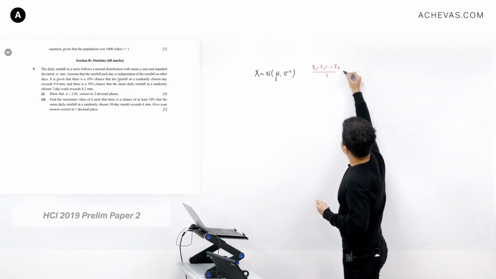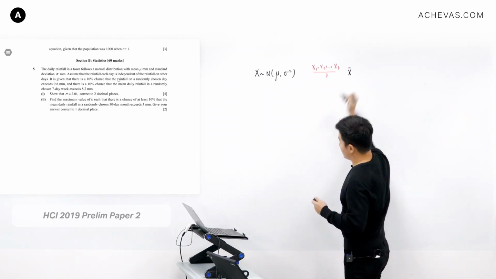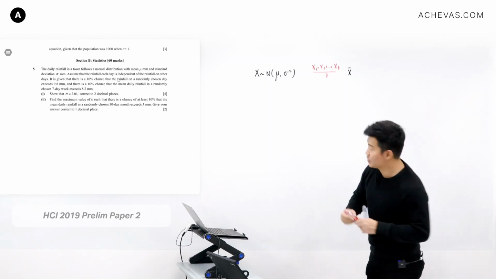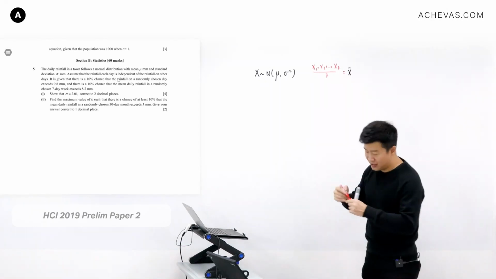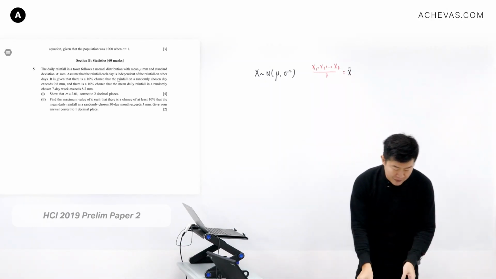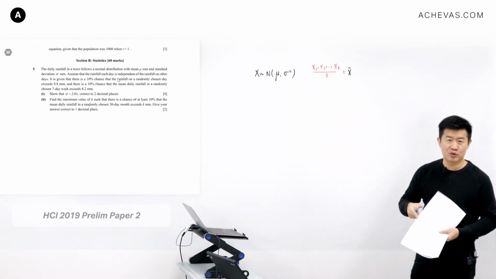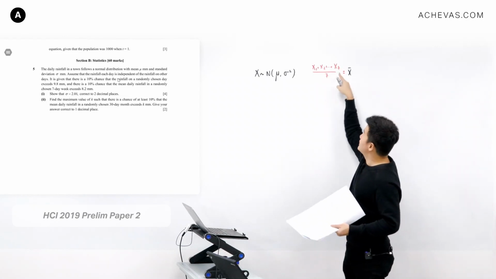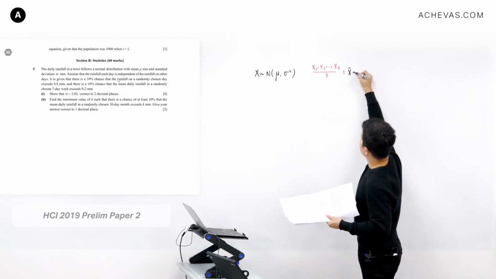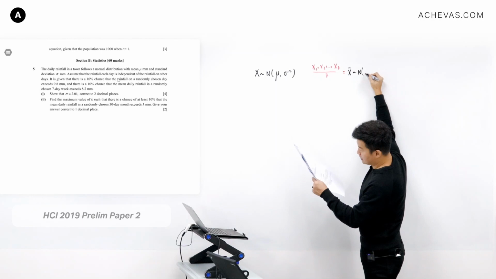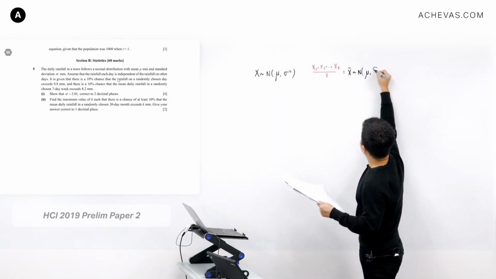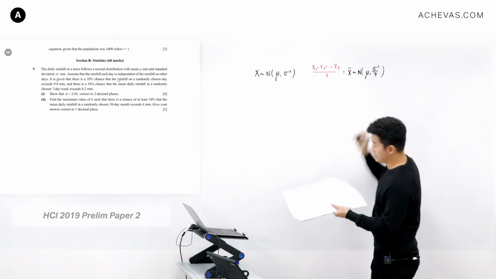When it comes to our H2 math, we can just use a notation to represent this because the examiner is supposed to be able to read that. If you were to write down x bar, then x bar will be equal to the sample mean distribution, and here it is going to be normal with mean mu and variance sigma square over 7.